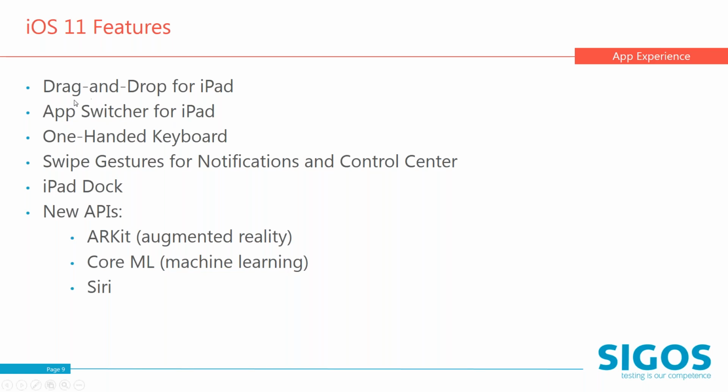So we'll go through these features: drag and drop for iPad, app switcher for iPad, one-handed keyboard, swipe gestures for notification and control center, and this exciting iPad dock. And we have very cool APIs coming in iOS 11: ARKit, augmented reality, machine learning, and many changes in Core Data as well. So we'll go through these features one by one. And from here, I would like to give control to Patrick.